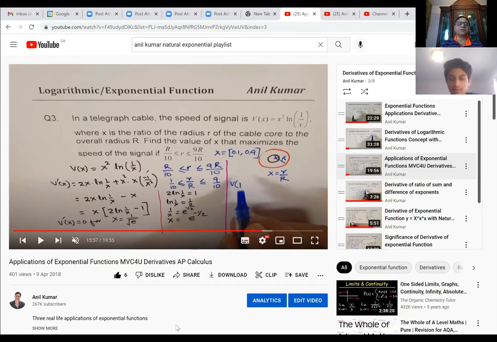Because the boundary conditions are given to us in this particular case, we can plug in the values and get our answer. Correct? Yes, sir. So that is how you're going to do it.